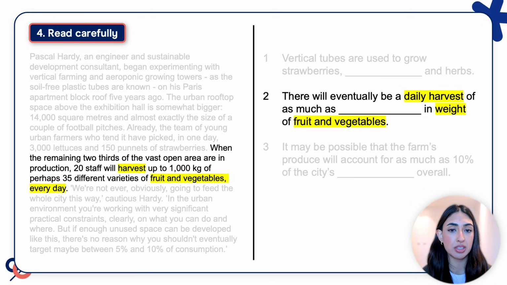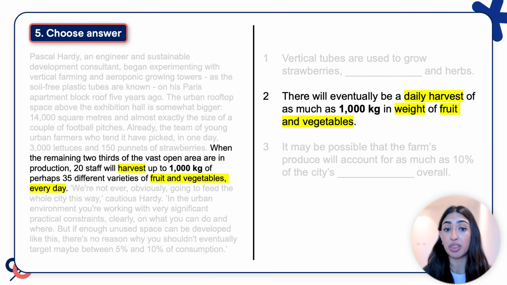When the remaining 2/3 of the vast open area are in production, 20 staff will harvest up to 1,000 kilograms of perhaps 35 different varieties of fruit and vegetables every day. The phrase, "when the remaining 2/3 of the vast area are in production, 20 staff will harvest up to," has been simplified in the sentence completion task as, "there will eventually be a daily harvest of as much as." We also know that the blank before "in weight" signals that we need a numbered weight in a particular set of units, so 1,000 kilograms seems like the correct answer here.